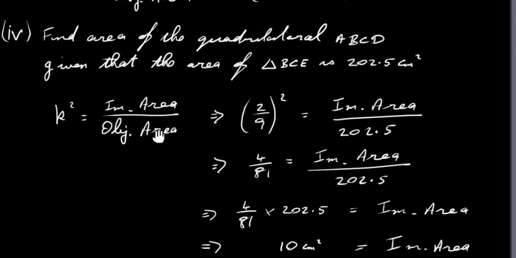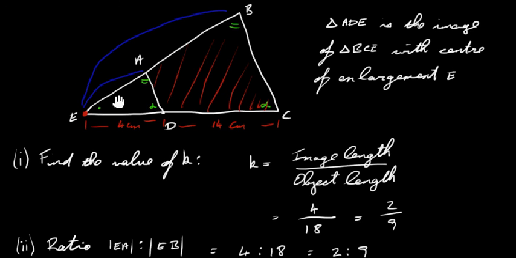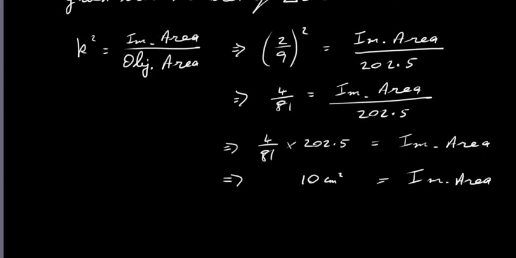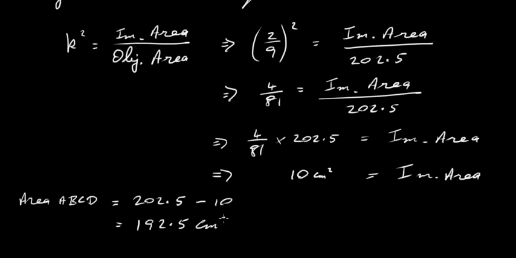Now we want to find the area of the quadrilateral, I should say. We have the object area, we have the image area, so all we've got to do is subtract them, and that will give us the area of this quadrilateral here. So the area of ABCD is equal to 202.5, which is the area of our object, subtract 10, and that will give us 192.5 centimeters squared.